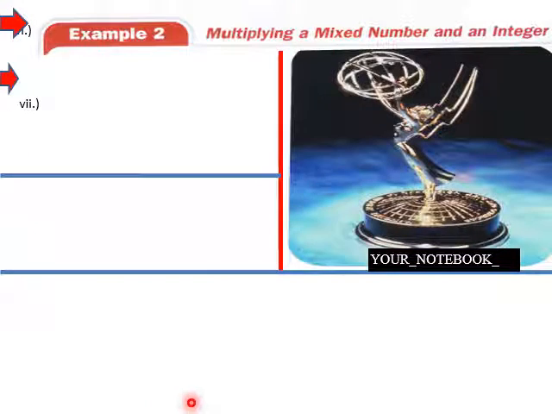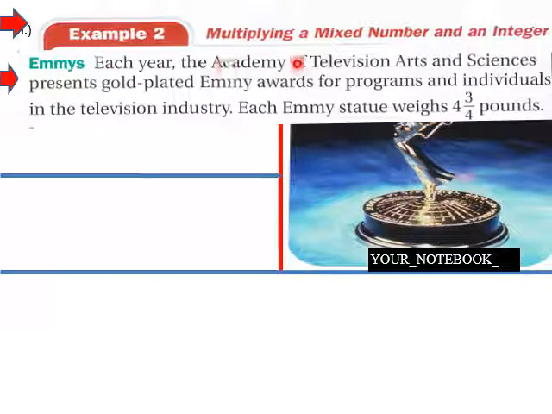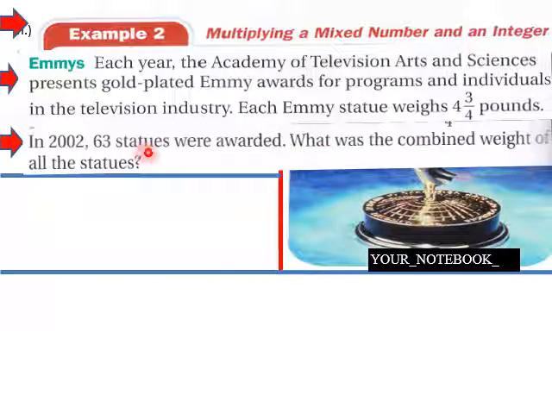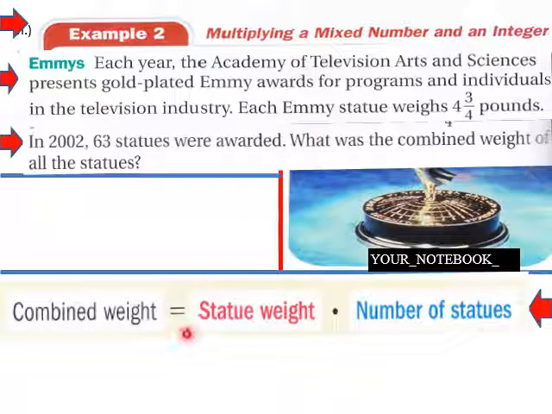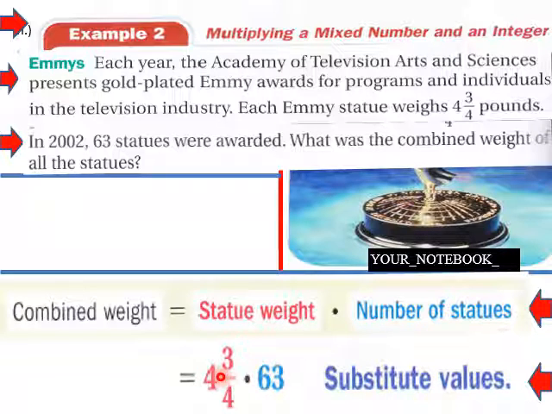Into our next example here, example 2, Academy of Television Arts and Sciences presents Golden Plate Emmy Awards for programs and individuals in the television industry. Each Emmy statue weighs 4 3/4 pounds. 63 statues were awarded. What was the combined weight of the statues? Statue weight times number of statues. So I have 4 3/4 pounds times 63.